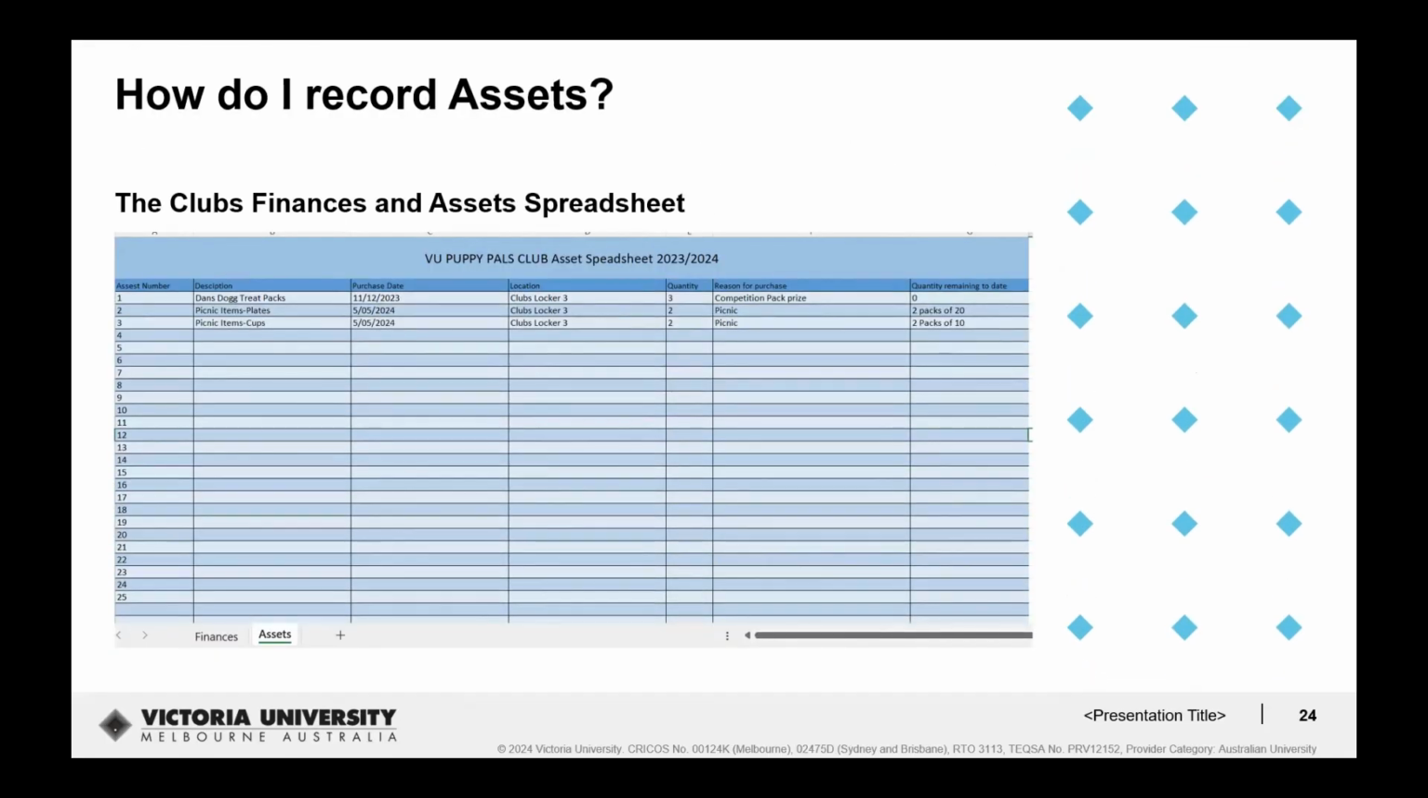Items you have purchased with club funding or items that have been donated to the club will become assets of your club. You need to keep a track of your club's assets on tab 2 of the financial spreadsheet. You need to record the quantity of the asset, a description, where the asset is being held and the reason for purchase, and keep the spreadsheet up to date with the quantity that remains.